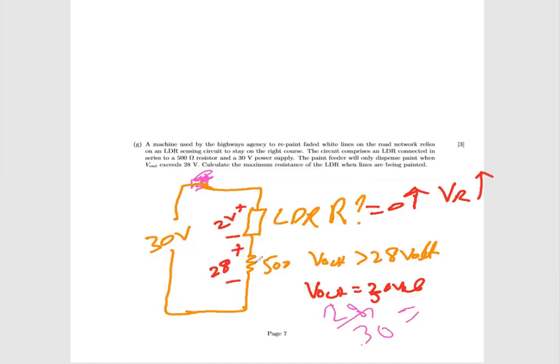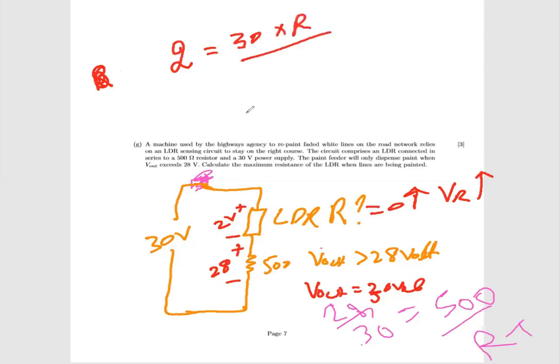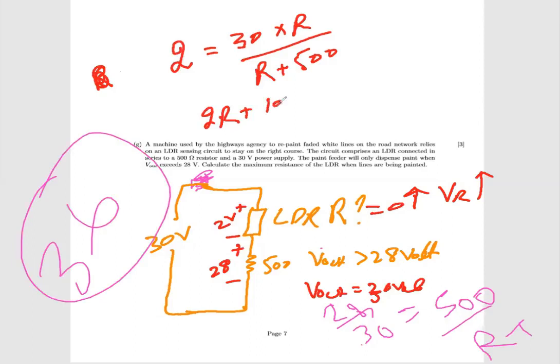This 2 volt that is given to me is equal to the 30 supply voltage times the resistor across this, that is R, divided by the summation of resistors, 500 plus R. I got the answer. Easy. It will be 36.